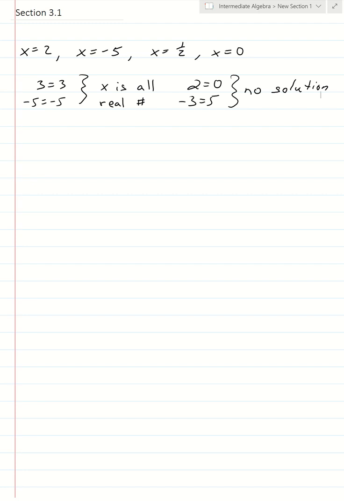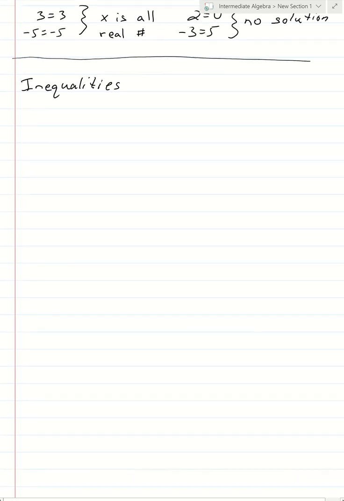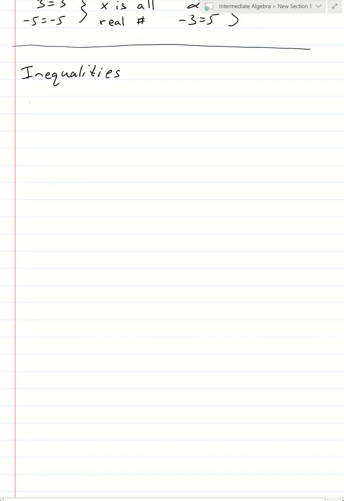Now, in our next chapter, chapter 3, it's going to be all about inequalities. There are going to be several new symbols that we use for inequalities, and I just want to refresh your memory about what those inequality symbols are. Okay? For example, we first have this symbol here. This is the symbol for less than.